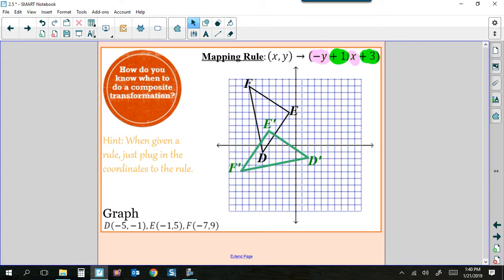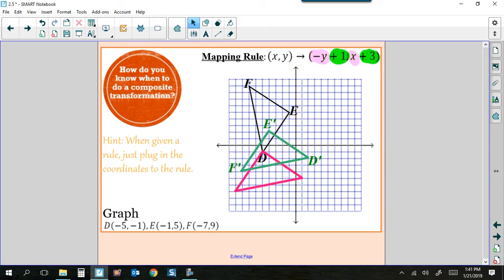So now we have to kind of ask ourselves, what was that rule? Well, if you look back in your notes, there were basically two lessons where we had rules that looked like this. And the (-y, x) was a rotation of 90 degrees counterclockwise about the origin. So if I were to apply that single rule to DEF, D right now is at (-5, -1). If I rotated it 90 degrees, quadrant 3 would become quadrant 4, and it would become a (1, -5) point. So 1, down 1, 2, 3, 4, and 5. And it puts me right here.